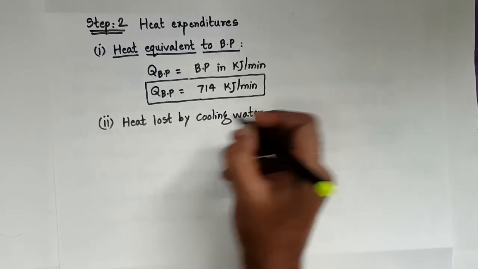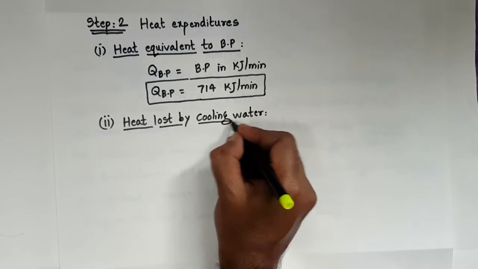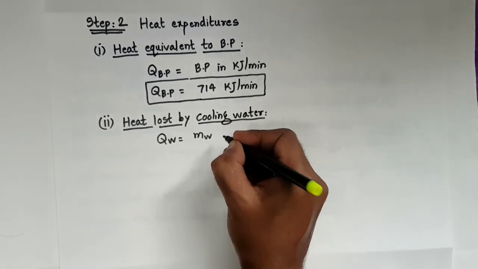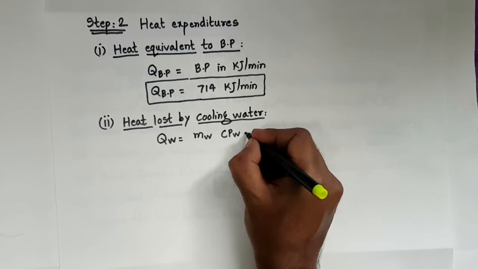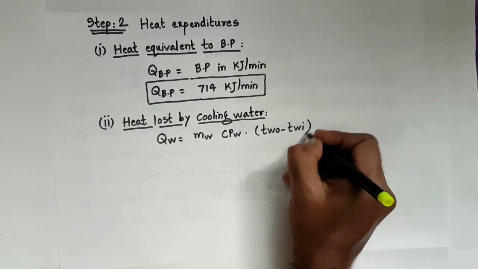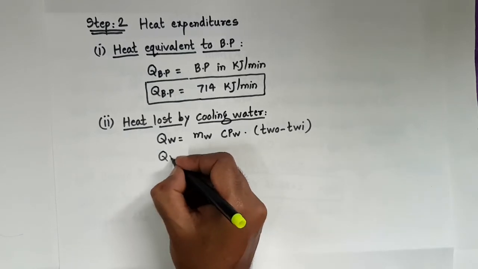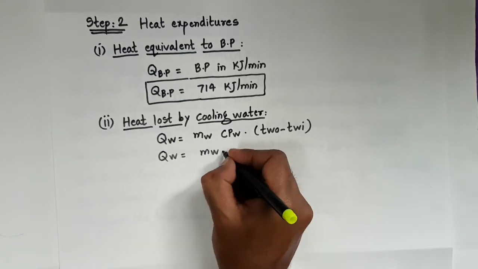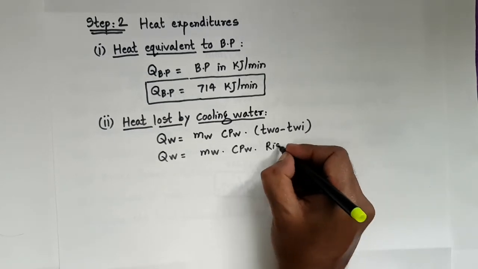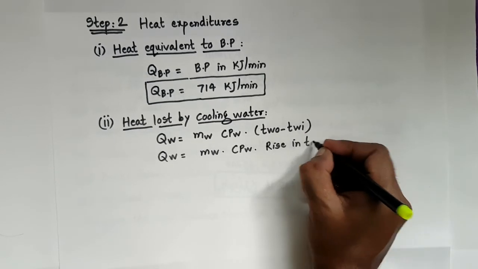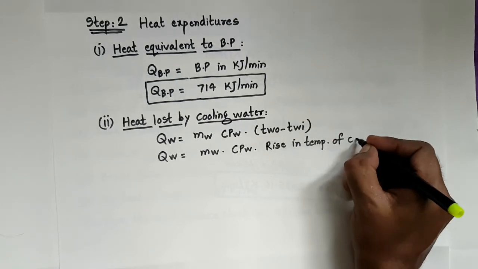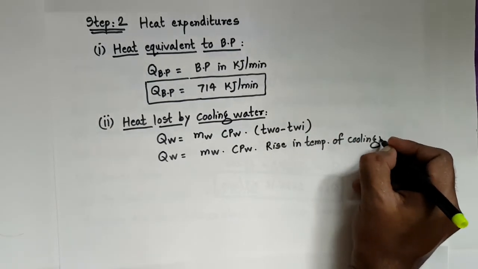So for that we have the relation: Qw is equal to mw into Cpw into (two, outlet temperature of cooling water, minus inlet temperature of cooling water). We'll again write it as mw into Cpw into this difference. This difference is known as the rise in temperature of cooling water.